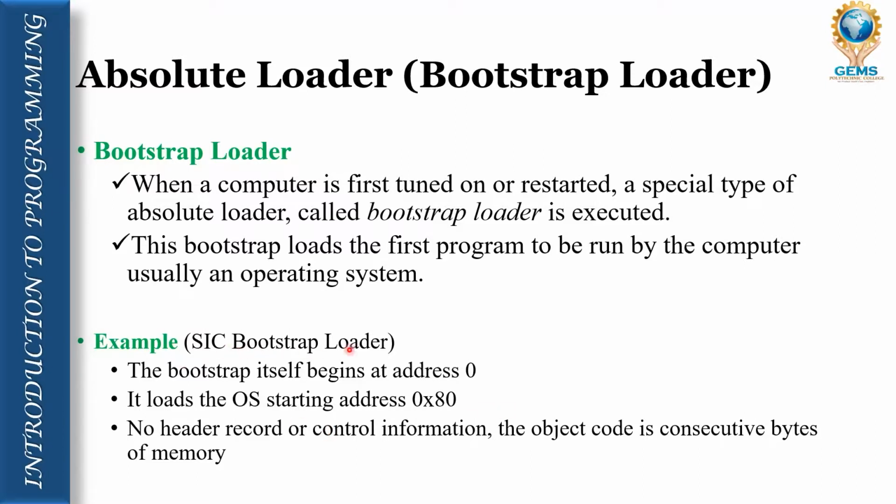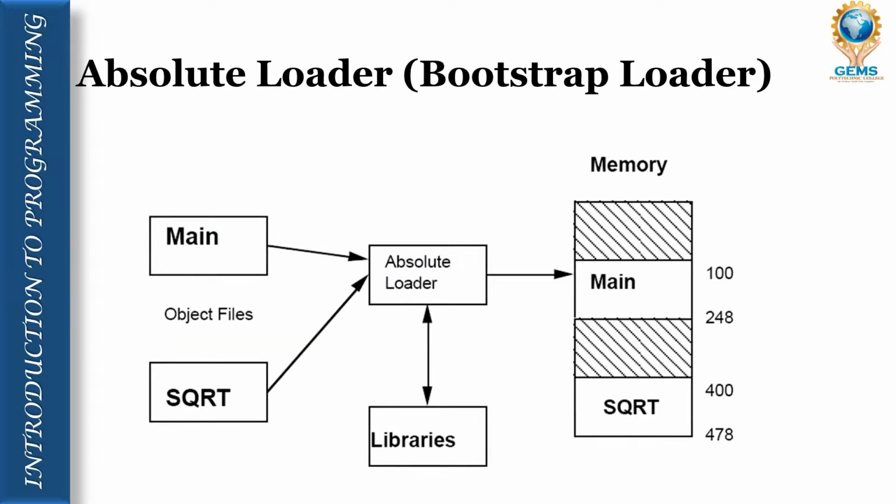So as I said about the bootstrap loader, the bootstrap itself begins at address 0. These are the examples I am giving just for your reference. Now the absolute loader has a pictorial representation here: main, object file, square root, library, absolute loader. Then finally the absolute loader loads into the memory. So in memory, again we have a memory address here. This is the address of the memory. Then see here is an empty space. Here we have full main and here a square root. So main has the address 100. In this way we represent the absolute loader.